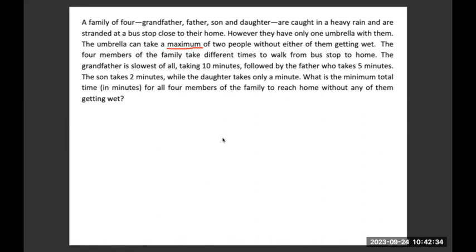I'll just write down the time taken. The grandfather will take 10 minutes. The father will take 5 minutes. The son will take 2 minutes. And the daughter will take a minute. What is the minimum total time in minutes for all 4 members of the family to reach home without any of them getting wet? And you have to find the minimum time. It's an NAT based question. Try doing it on your own once. We'll solve it together. You don't need to worry.